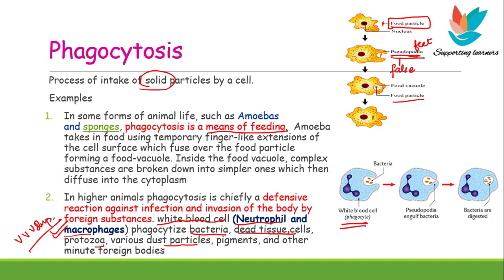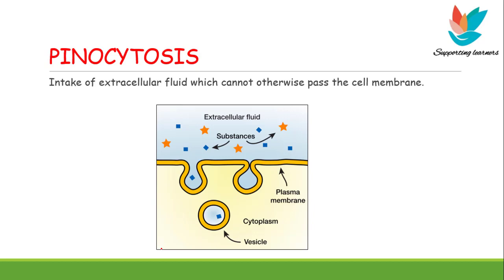Okay. Now let's move to pinocytosis. Pinocytosis is also a type of endocytosis. इसमें क्या होता है, जो आपका liquid होता है, that is taken inside the cell. That is why it is also called cellular drinking. Okay. So यहाँ पर यही है, vesicles की formation होती है and this extracellular fluid is taken inside the cell by the formation of the vesicles, right?